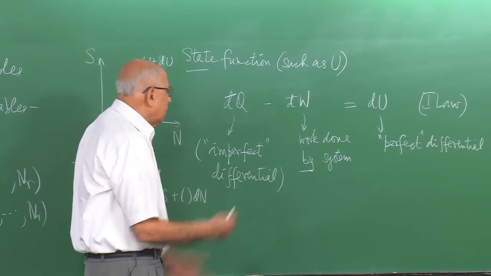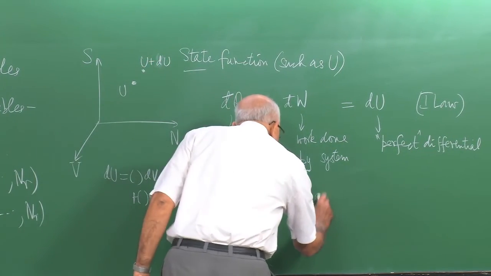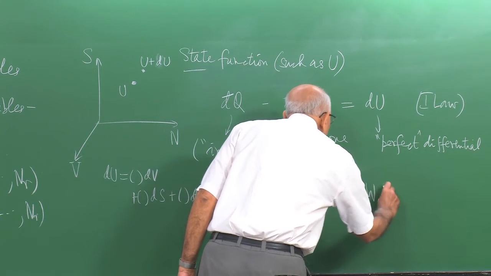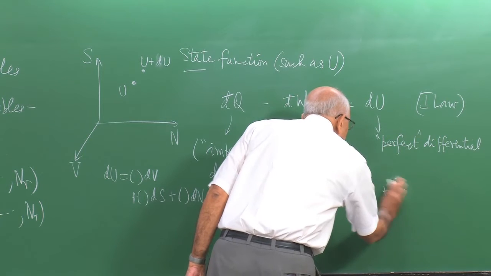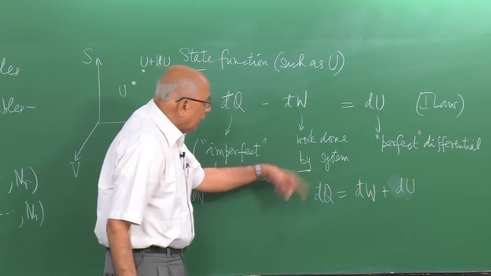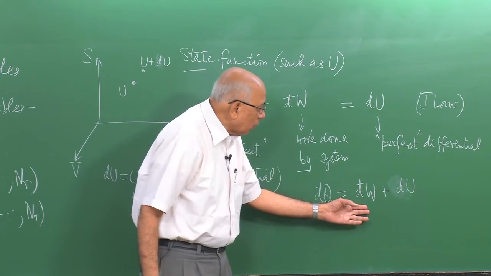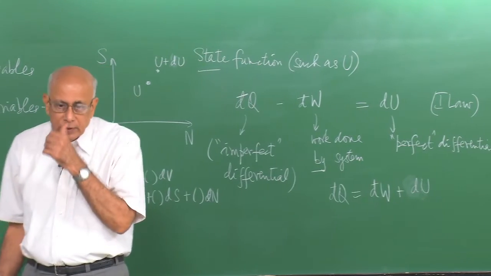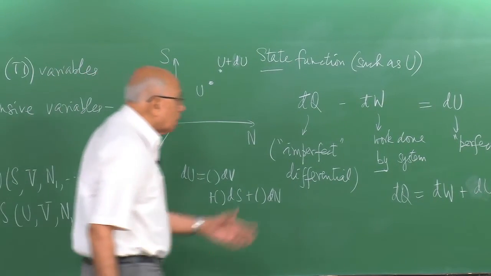You could rewrite it in various other ways. You could write it as dQ equal to dW plus dU. So when you supply heat to a system, it does a certain amount of work and the rest of it goes into the increment of its internal energy. This could be positive or negative.